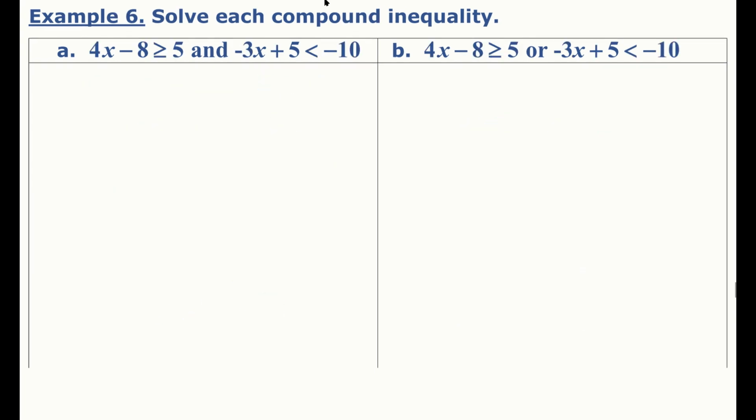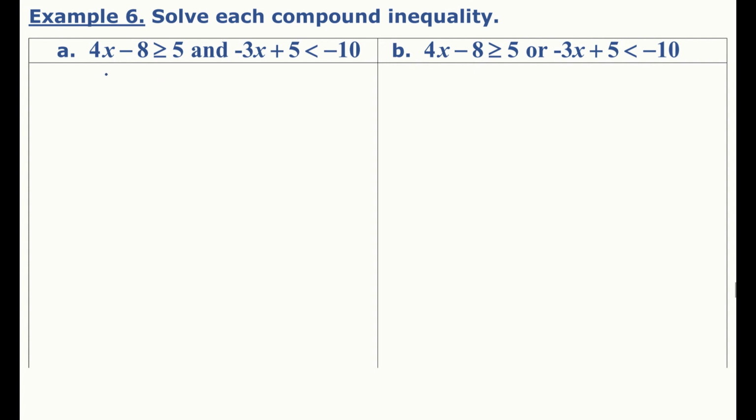Here we have a very similar scenario. We have the same pair of inequalities separated by an and in the first case and or in the second case. So we have a conjunction on the left, disjunction on the right. So we go ahead and proceed to solve just as before.